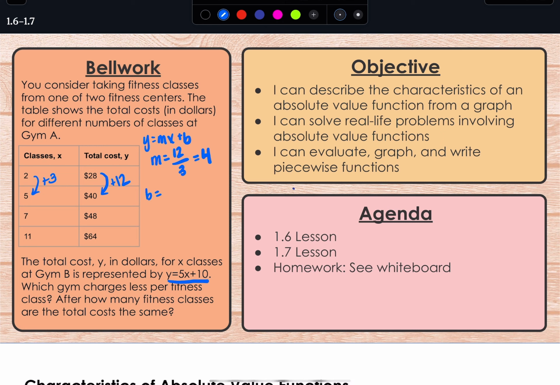And now I want to find b. So the way that I'm going to do that is I'm going to plug into my slope-intercept form. I'm just going to use my first point, 2, 28. So I'm going to replace y with 28, m with 4, x with 2, and then I'm leaving b because that's what I want to solve for. So 28 equals 8 plus b. Subtract 8. That means that b equals 20. So my equation for gym A is y equals, my slope is 4, x plus my y-intercept is 20.